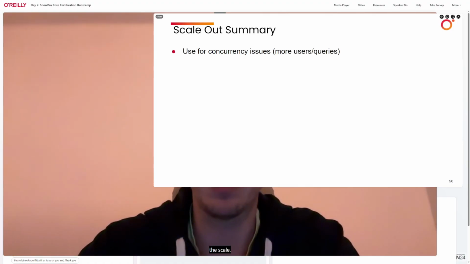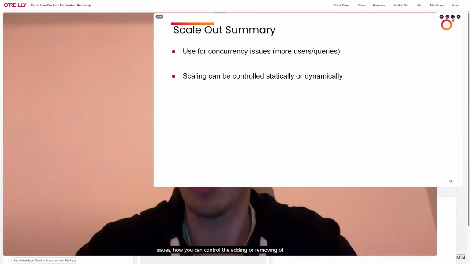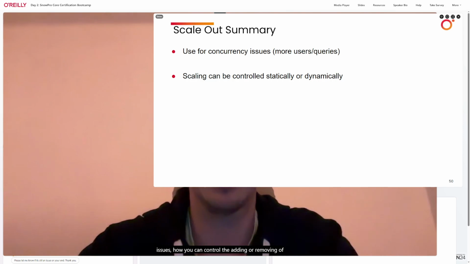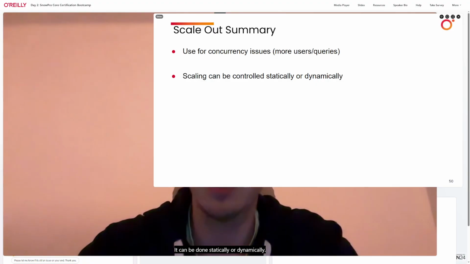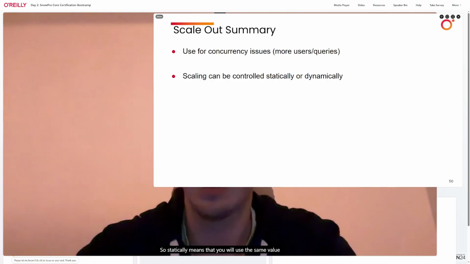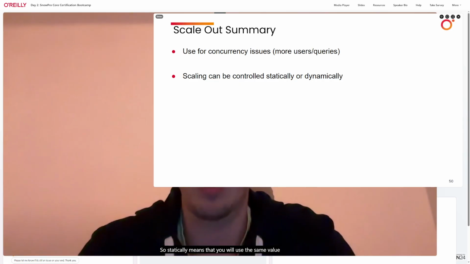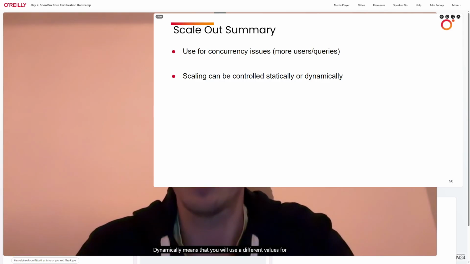And summary of the scale out, that's something you would use for solving the concurrency issues, and how you can control the adding or removing of the resources. It can be done statically or dynamically. Statically means that you will use the same value for min and max cluster count properties. Dynamically means that you will use different values for min and max cluster count properties.